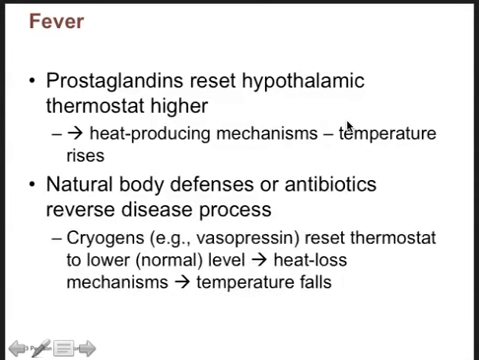Cryogens, such as vasopressin, can reset the thermostat lower, and this leads to heat loss mechanisms, and this causes the temperature to begin to drop. So remember oxytocin and vasopressin, right? What does vasopressin do? Vasopressin has another name. Its name is antidiuretic hormone. And what does antidiuretic hormone do? It causes you now to retain more fluid, okay? Retain more fluid. The result now is to control this heat production.